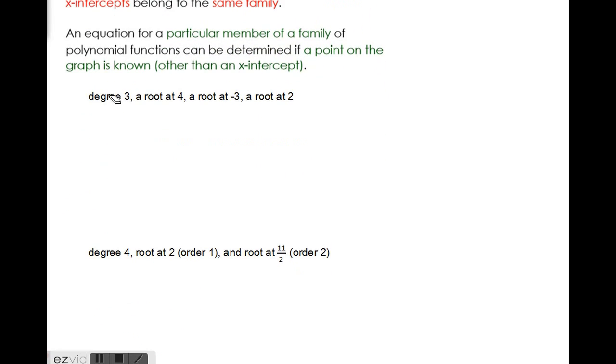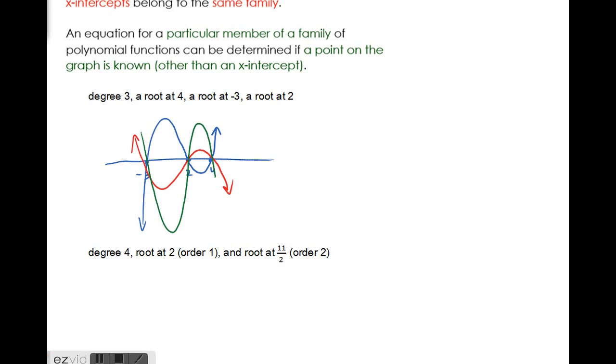In this first example, we're told that the degree of the polynomial is 3. There's a zero or a root at 4, another at -3, and one more at 2. Looking at the graph, we can have the 3 roots provided: -3, 2, and 4. A cubic polynomial can go through each one like this. I can also do something like this, because we're not told enough information about it. There are quite a few curves that go through all those 3 points.